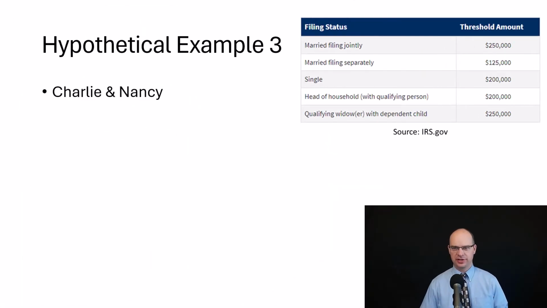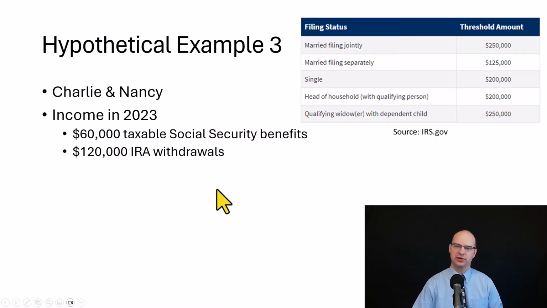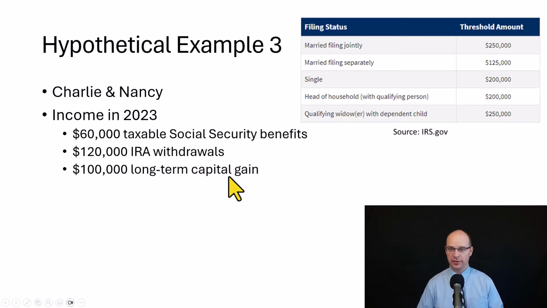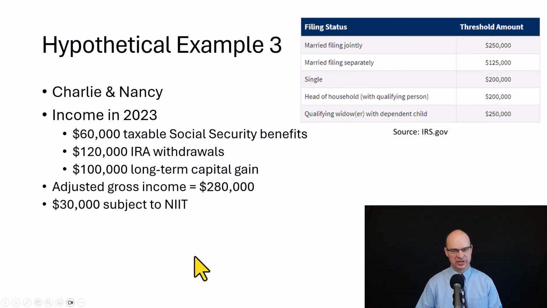Now in this final example, let's assume Charlie and Nancy are well into retirement. And they have a mix of different income sources now. They have $60,000 of Social Security benefits that are taxable, $120,000 of IRA withdrawals, and a $100,000 long-term capital gain for 2023. So that, of course, means their gross income for the year is $280,000, and their modified adjusted gross income would be the same number in this example. This, of course, means they're $30,000 over this threshold, and thus $30,000 of their investment income would be subject to that 3.8% net investment income tax.